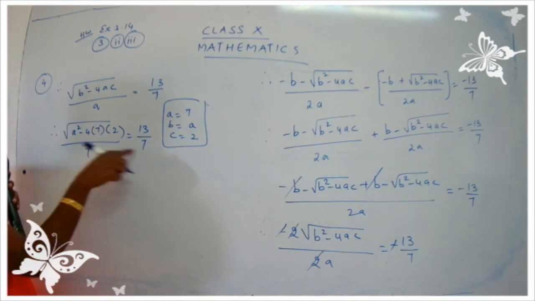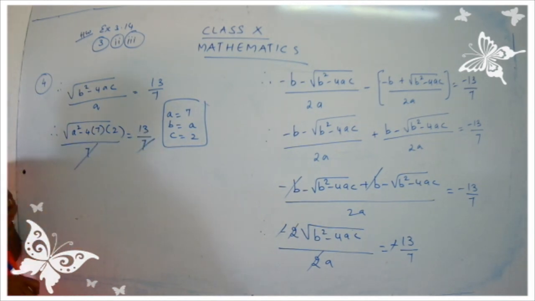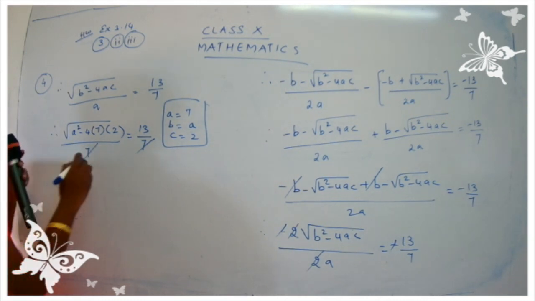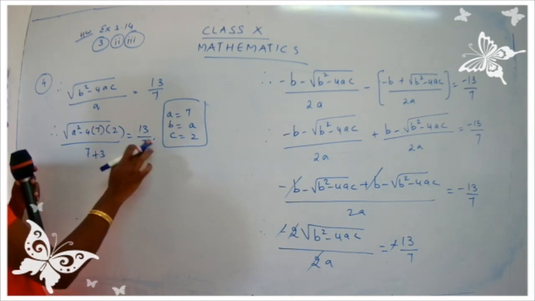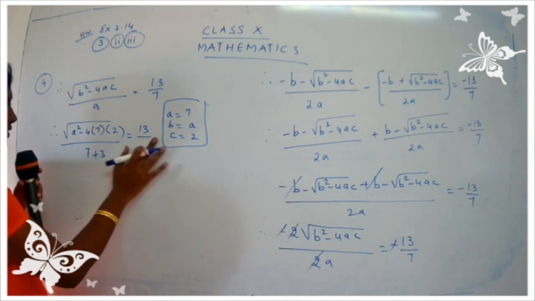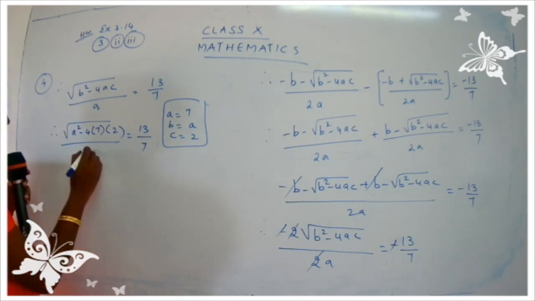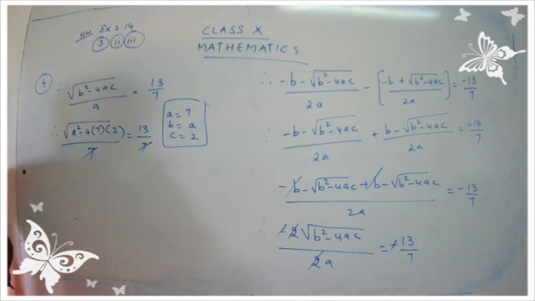Again see, children, denominators are same. Cancel denominator and denominator. 7 and 7 can be cancelled. You can cancel only when it is in the form of a multiplication. Here only single numbers were there. If I was having 7 plus 3, I cannot cancel 7 plus 3 and 7. This is totally wrong, okay? So when you have a number alone, you can cancel. 7 and 7 can be cancelled.